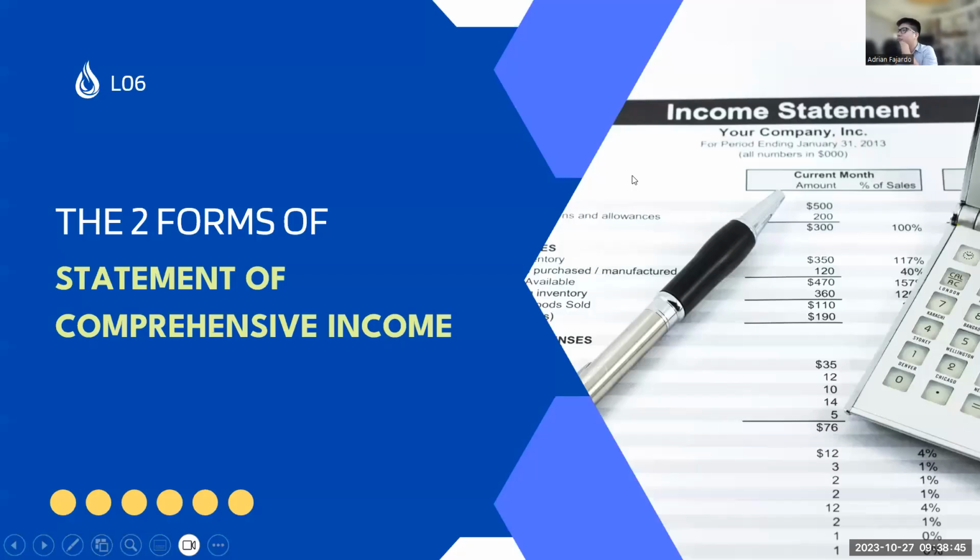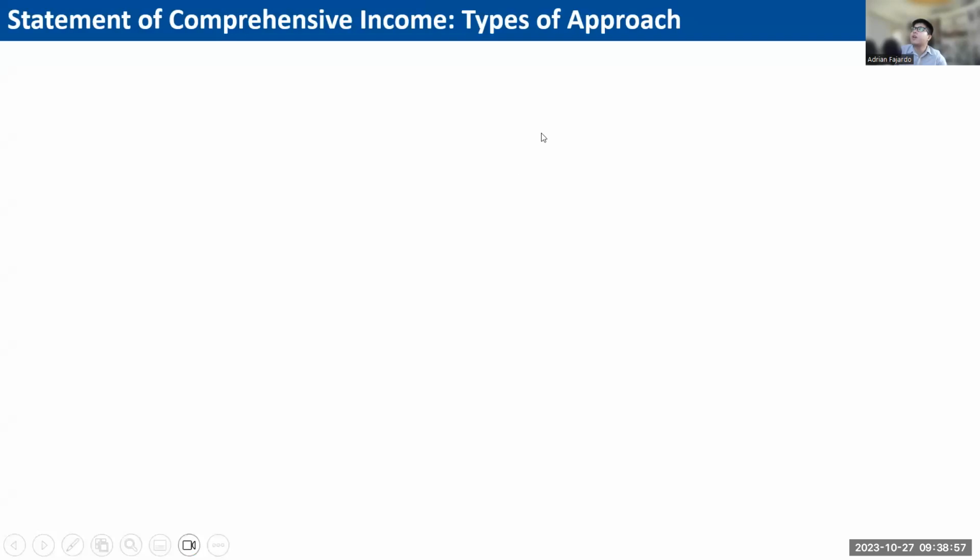And then, we're done, basically, for chapter 5. The last step is just mga financial statements. So there are two forms. So statement of comprehensive income.